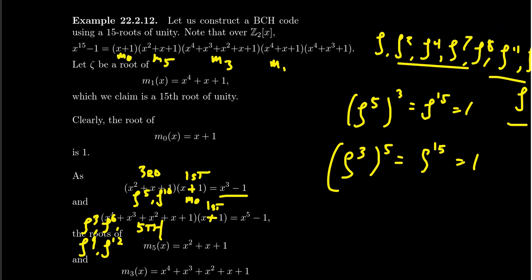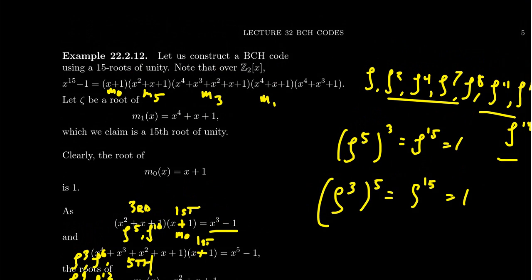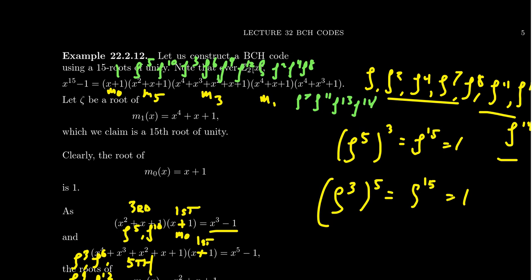So now we know what the roots of each of these polynomials are supposed to be. This one just has its root 1. This one had zeta 5 and zeta 10. This one had zeta 3, zeta 6, zeta 9, zeta 12. This one had zeta squared, zeta 4th, zeta 8. And this one had the other ones, zeta 7, zeta 11, zeta 13, and zeta 14. So we know exactly where all the roots belong in this polynomial here. This gives us our factorization of x to the 15 minus 1 as a polynomial over Z2.